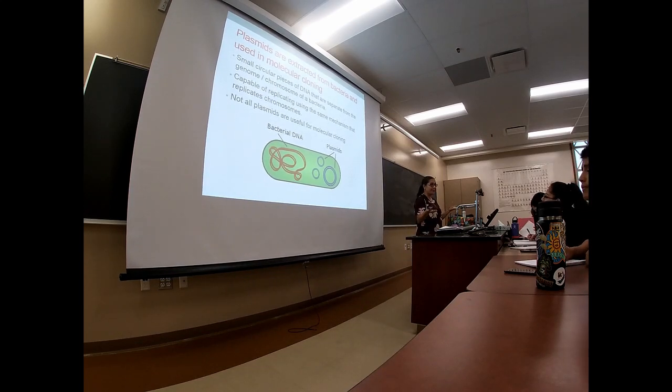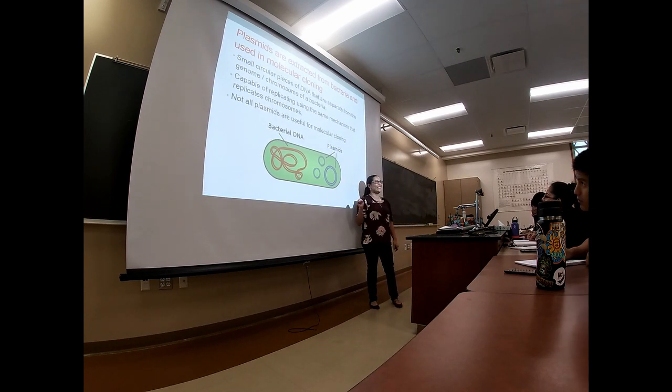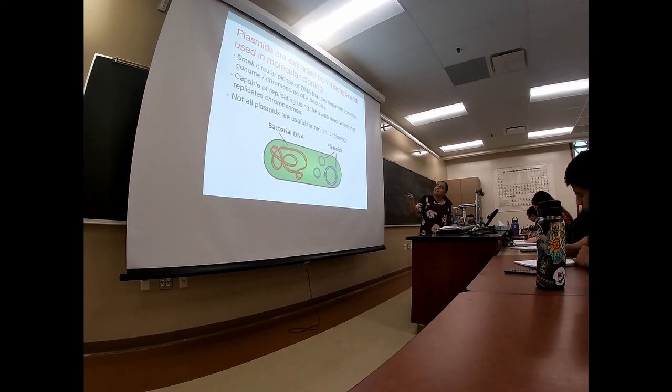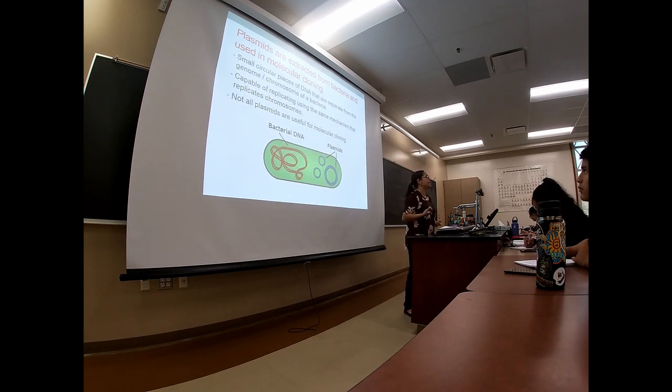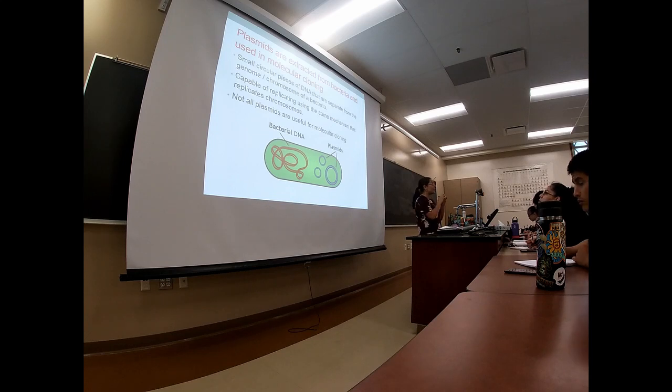Researchers realized that these plasmids exist in bacteria, and they were like, hey, let's use these as a tool in the lab. Because they're small, they're easy to manipulate, and you can cut them open and stick stuff inside of them. Not all plasmids are useful for molecular cloning, right? You can't just go to any bacteria and use that plasmid, because the plasmids have to have certain features. Remember we were talking about that in lab, that there are certain things that need to be on that plasmid to make them really useful for working in a lab.